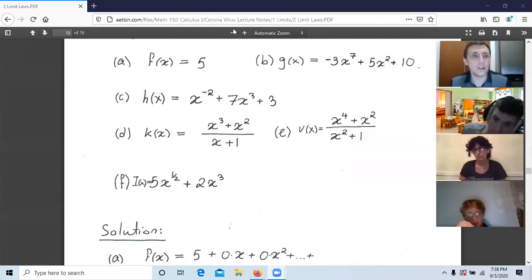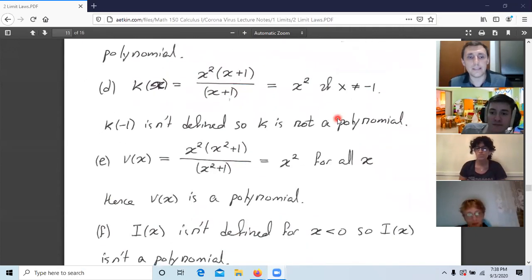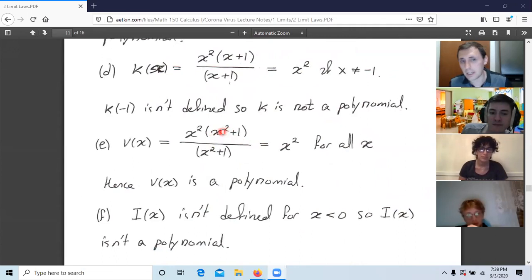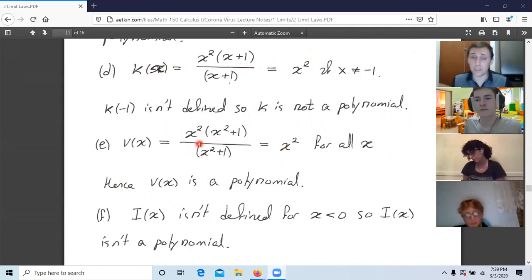So the answer for E is that it's a polynomial. Why is E a polynomial? Because this time I factor out x squared plus 1, which never equals 0, correct? X squared plus 1 is never 0. I can cross it out, and I just have that this is the polynomial x squared. So you see, in this case I was able to get rid of the division sign, so it's a polynomial. Even though the original expression used division, I was able to go around it, so to speak.